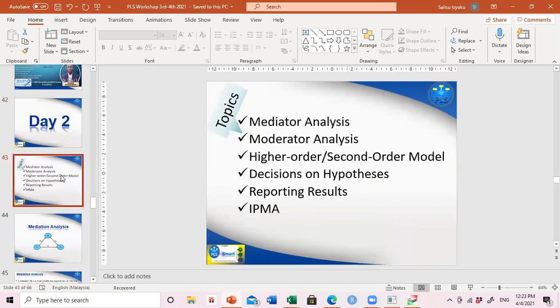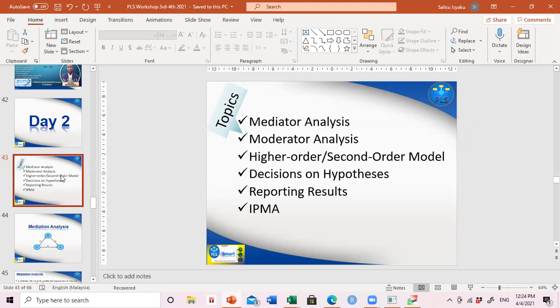We move to the second day, which is going to be something very, very interesting. We are going to talk about mediator, moderator, higher order, and the IPMA. These are very important because, for example, for writing a paper, thesis, or article nowadays, if you don't include a mediator or moderator, or you don't use higher order, please don't send it to a high impact journal, because direct relationship is already saturated.